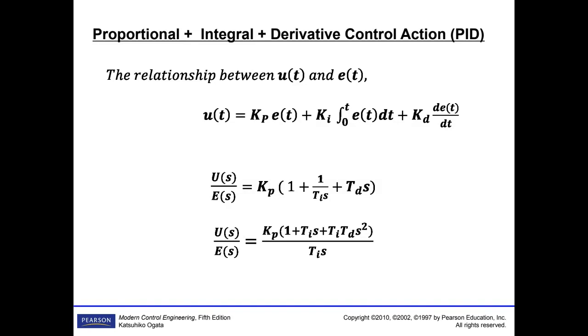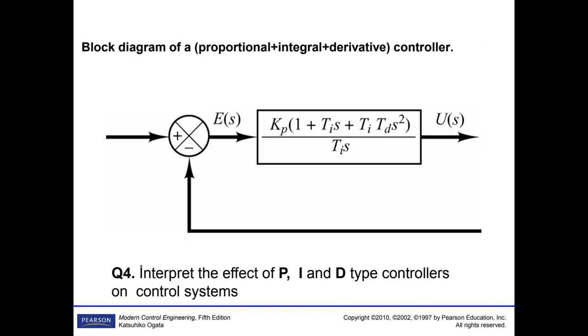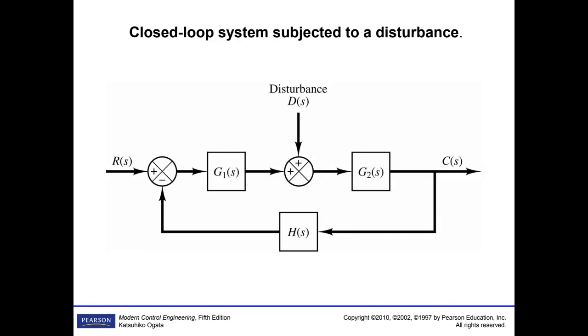If you have a disturbance like this, what are we going to do? We are going to assume that there is no disturbance. We are going to obtain one output. Then we are going to cancel that one, and then with only the disturbance we obtain another output. Therefore, the two outputs together are the final output.